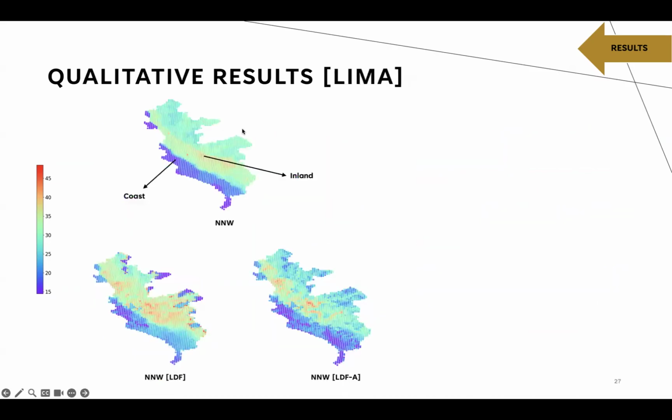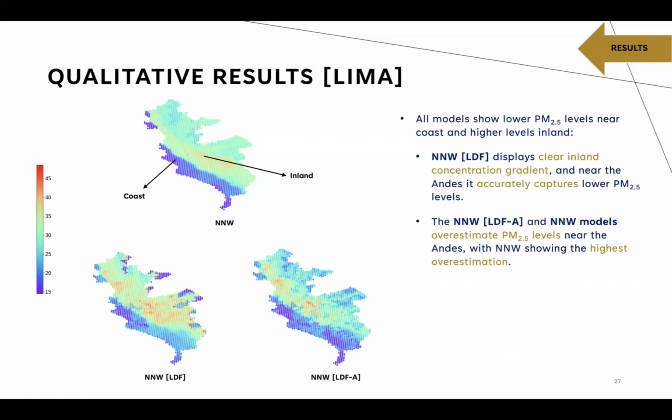Okay, so coming to the Lima dataset, since we didn't have a lot of sensors in the Lima region, we only did the qualitative analysis there, and this qualitative analysis was validated by the environmental scientists that we were collaborating with. So we focused on three regions mainly: the coastal region, the inland, and the Andes mountain region.